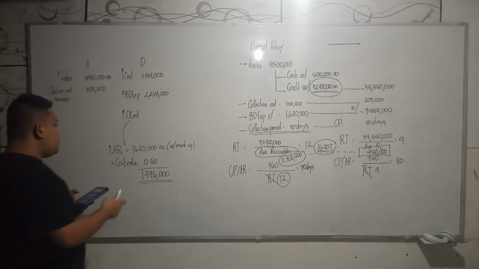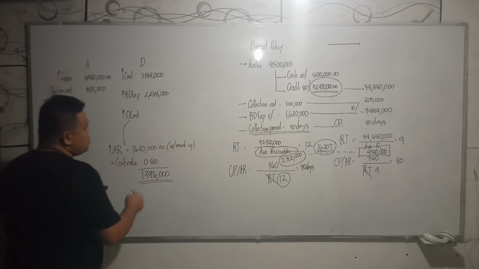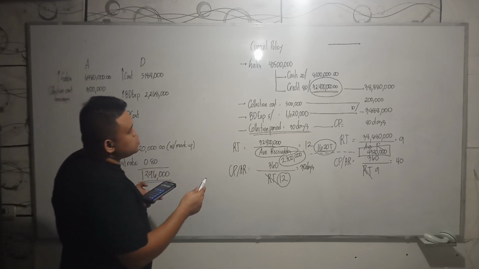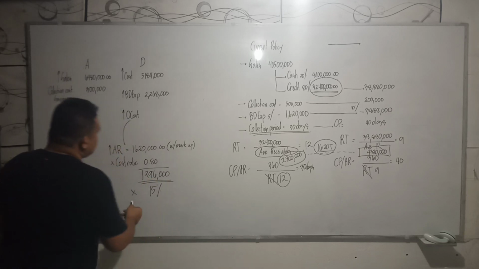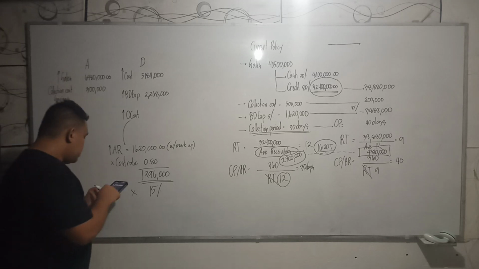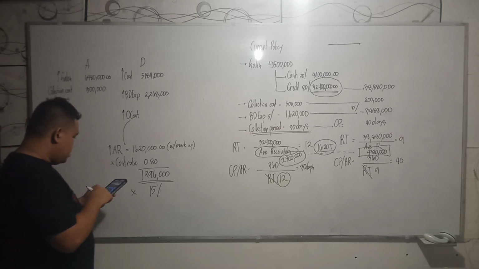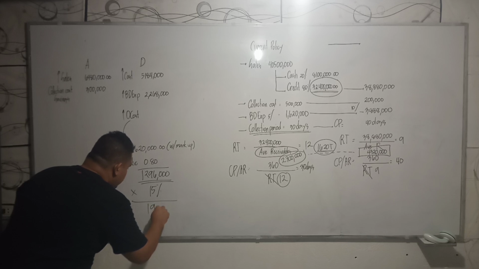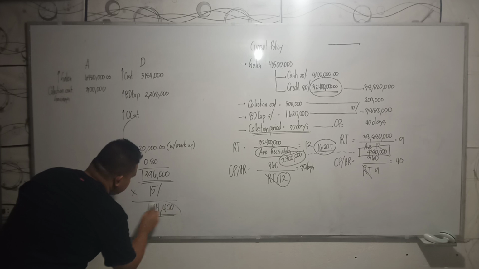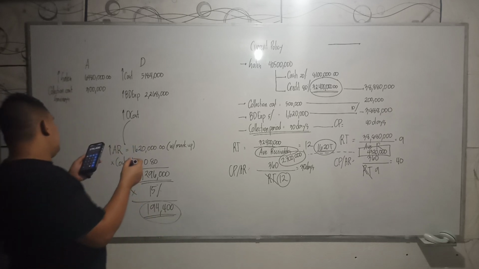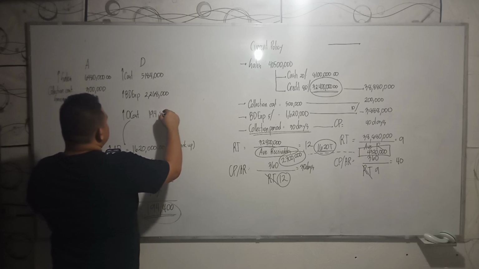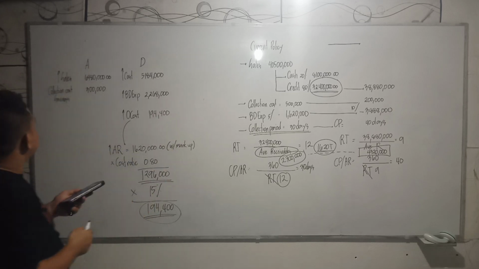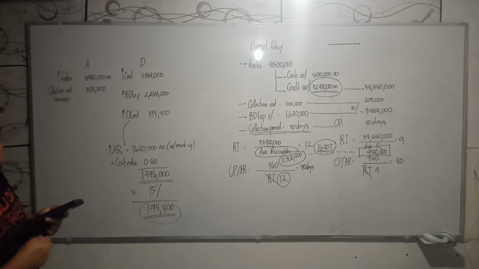Now, if we have this already, that will be the amount multiplied with the opportunity cost rate, which is, I guess, 15%. As far as I remember, that's 15%. So 1,296 times 0.15, you have 194,400 as the opportunity cost. Because of investing more in the accounts receivable, you have forgone a profit of 194,400. Yeah, I guess that's it.